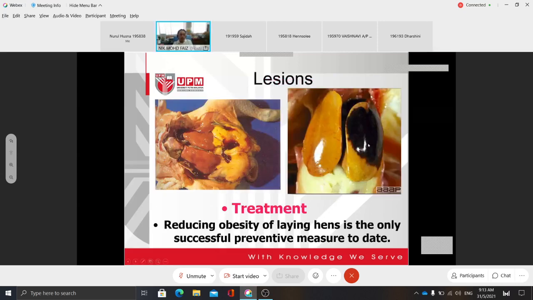The lesions, this is how the lesion looks like. Usually what you see in overweight birds, all the fat contents covering the abdominal cavity. This fat deposition in the abdominal cavity of layers is quite common. Okay, it's quite common. It's just that in these cases you may see blood clots in this area. Okay, and then the liver turns yellowish.